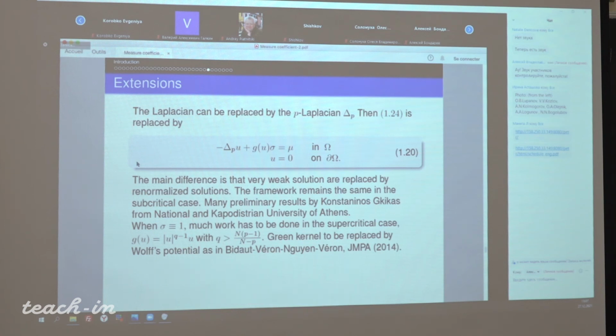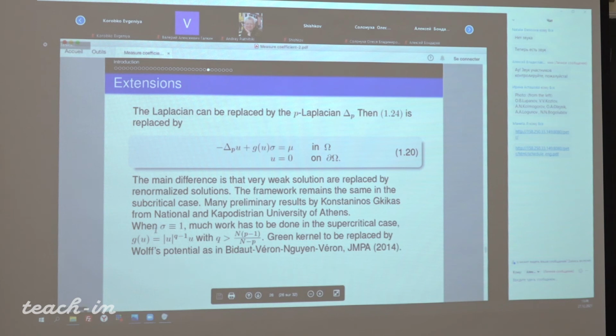So what is the condition? You can extend completely the problem that I've given before. Instead of minus Laplacian of u plus g(u) d sigma equal to mu, you can replace the Laplacian by minus delta p. Now, the main difference is that very weak solutions are replaced by renormalized solutions. The framework essentially remains the same, the subcritical case, and there are many preliminary results by a former postdoc of mine, Konstantinos Fikas, at the University of Athens.